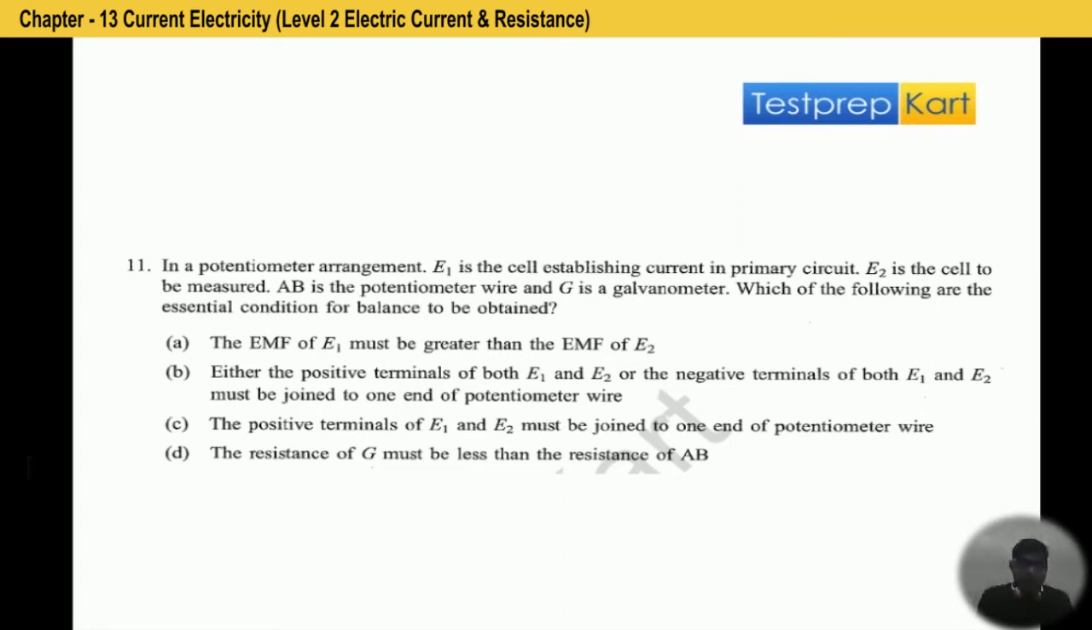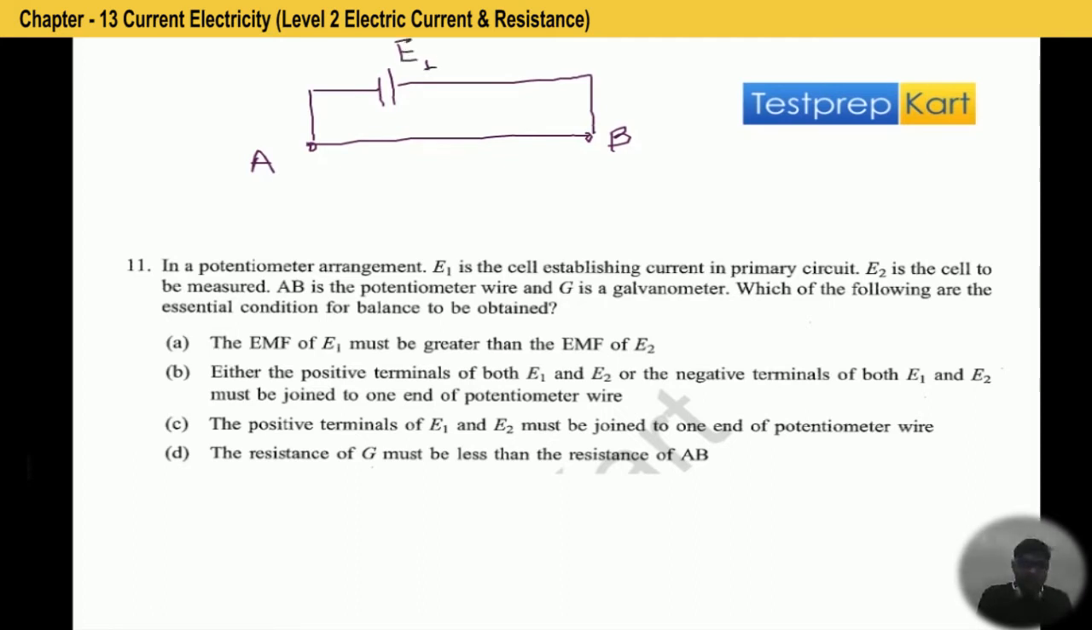So basically, if we have a potentiometer wire AB, then E1 is the cell to establish the primary current. So we must connect a cell E1 here, which is establishing the primary current.